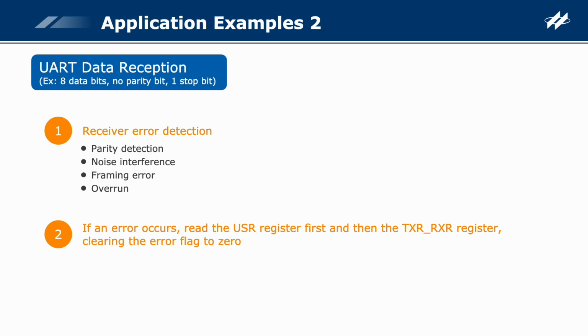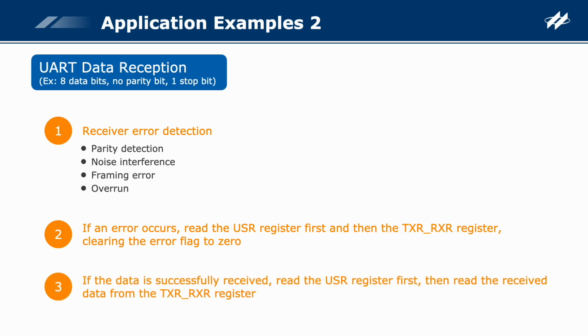If an error occurs, read the USR register first and then the TXR/RXR register, clearing the error flag to 0. If the data is successfully received, read the USR register first, then read the received data from the TXR/RXR register.